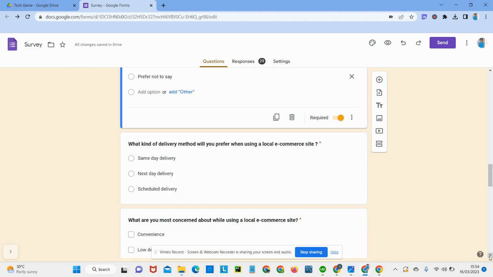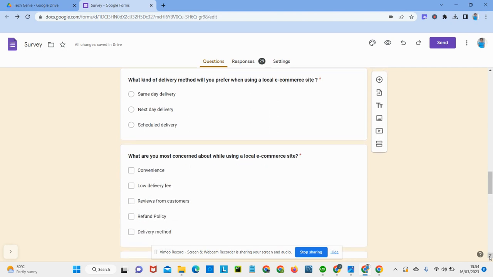Another question I wanted to know is, what kind of delivery method would you prefer while using a local e-commerce site? I have same day delivery, next day delivery, and scheduled delivery. As a researcher, you have to be very careful and not just assume that what you think will work for you is what will work for everybody. Someone might ask, why would you put that question here? Who wouldn't love same day delivery? But the beautiful thing is that when I looked at the responses, some people preferred scheduled delivery over same day delivery, maybe because of the kind of schedule they have or the kind of job they do.